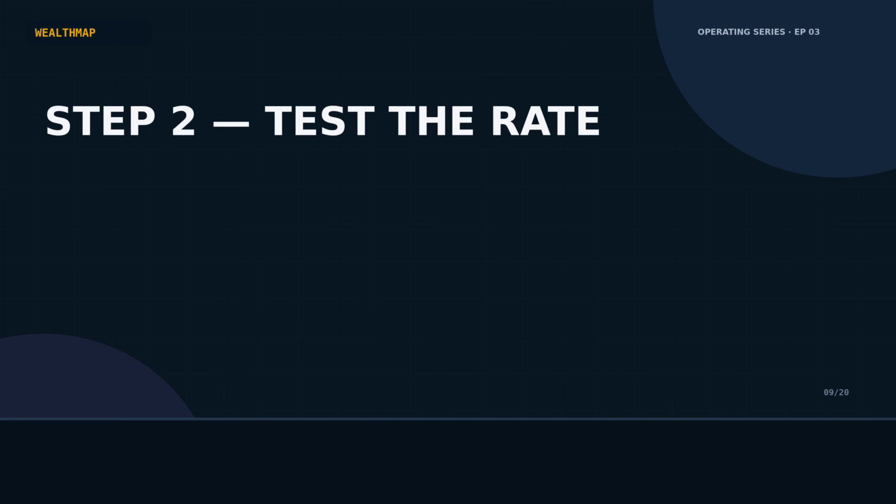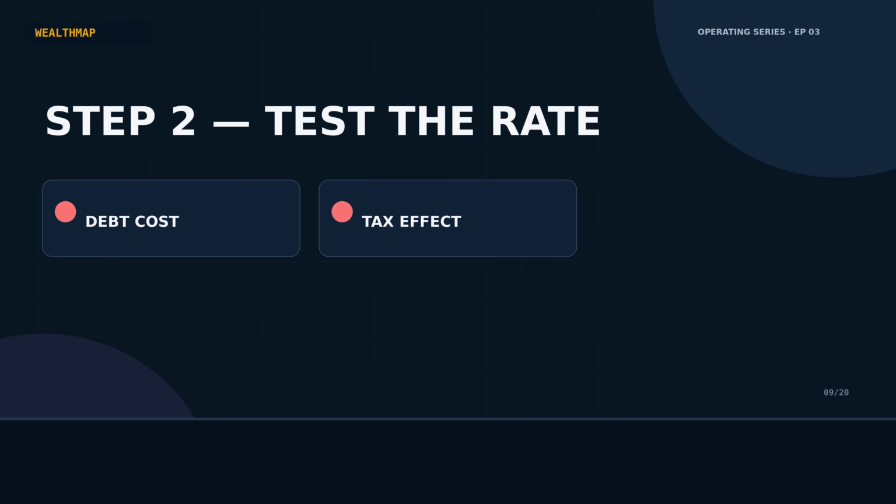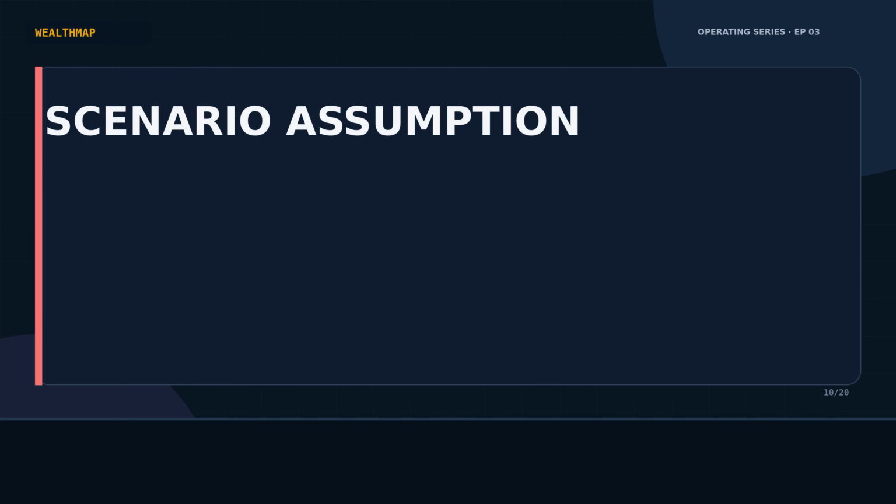Second, test the rate. Compare the debt's after-tax cost with a realistic, uncertain investment return, and keep liquidity and risk in the comparison. Assume the car loan costs 7.2%. Paying principal avoids that contractual interest. An investment may earn more. But the result is neither fixed nor guaranteed.